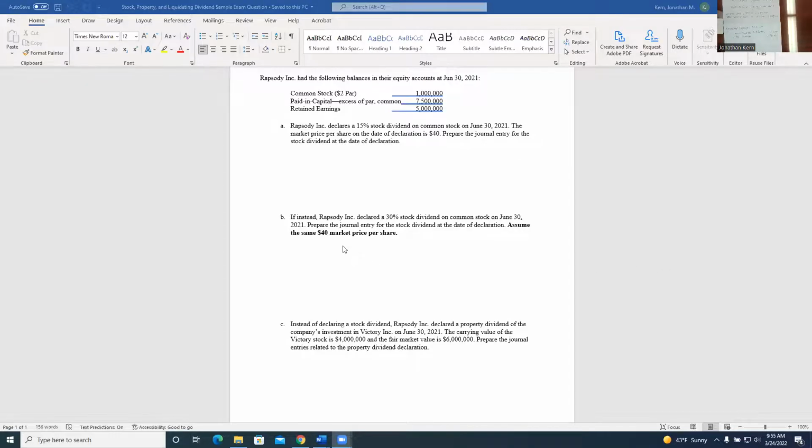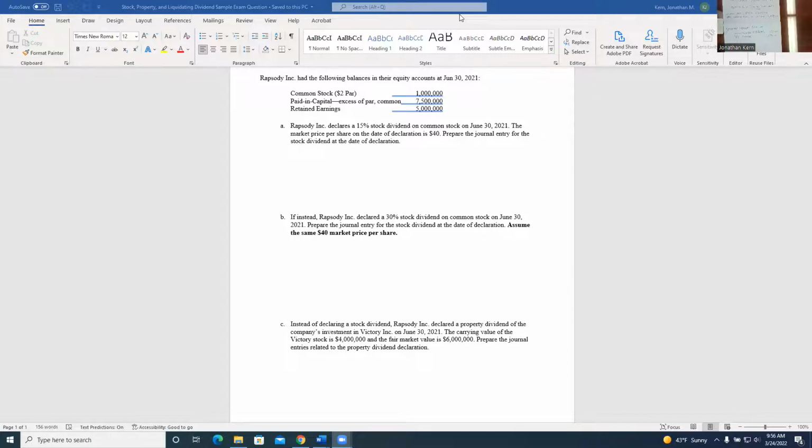Then moving on to B. B asks, if instead Rhapsody Inc. declared a 30% stock dividend on common stock on June 30, 2021, prepare the journal entry for the stock dividend at the date of declaration. And it says to assume that the market price per share is the same.